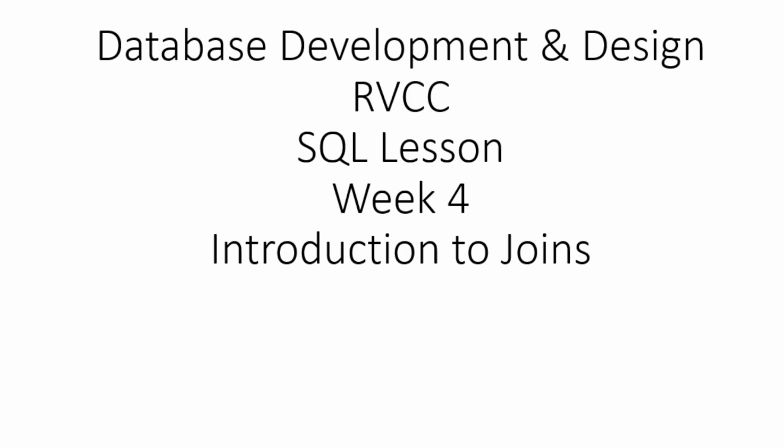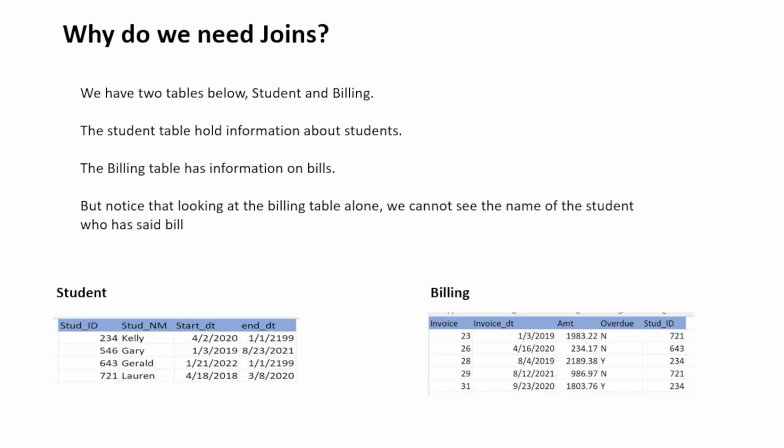So let's start with, why do we need joins? Okay, and these are the tables I've got. Let's say we have two tables below, student and billing. Now the billing table has information on the bills for the students, but notice that if you're looking at the billing table alone, we cannot see the name of the student.